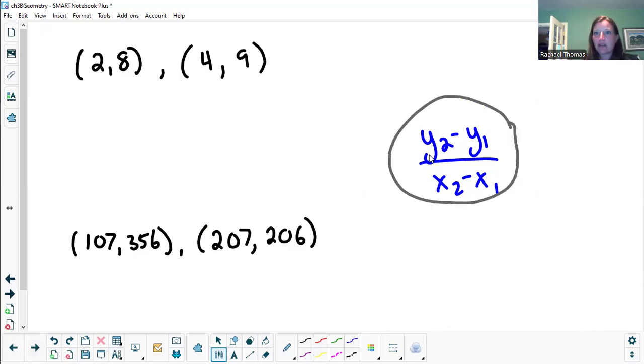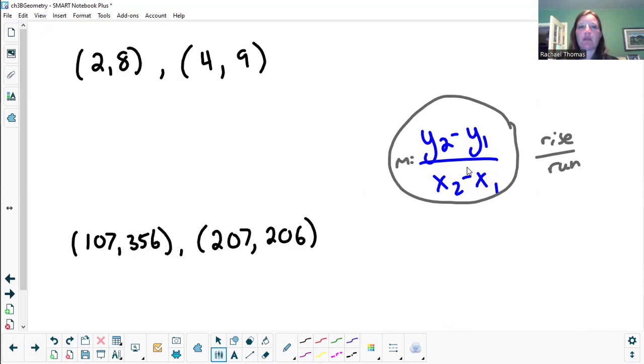Here's my formula. Slope is y2 minus y1 over x2 minus x1. Hopefully this makes sense to you based on what we just did, that if I have 2 y coordinates and I'm looking for the vertical distance that the line has traveled, I just have to subtract one from the other.